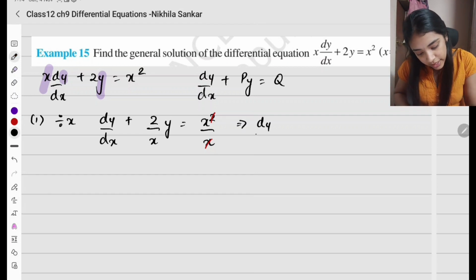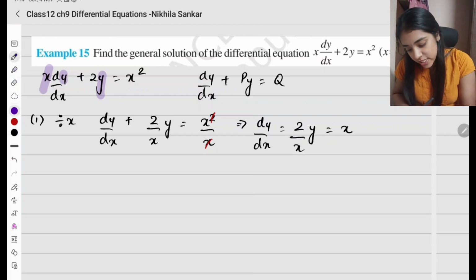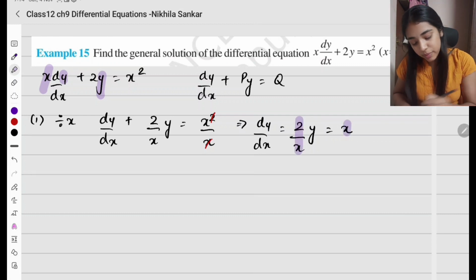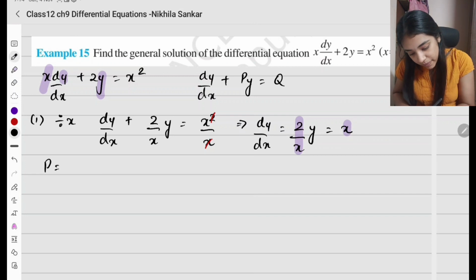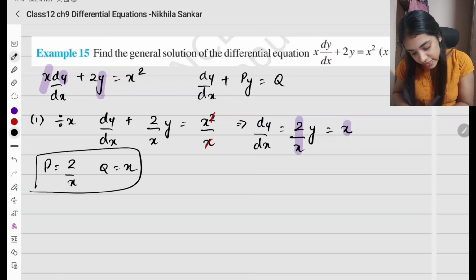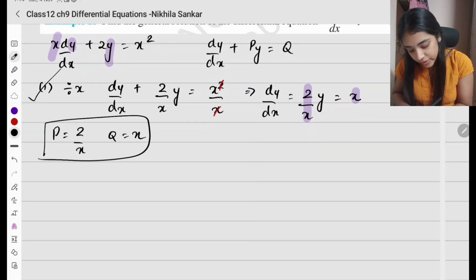I'm going to have dy by dx equals 2 by x into y equals x. So this is going to be my p and this is going to be my q. Why did I write this formula, understand? Now what is my p? p equals 2 by x and q equals x. So first step is done. Very good.